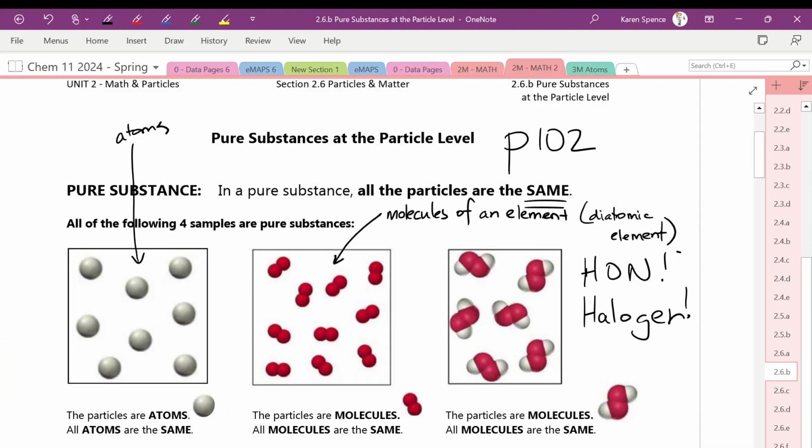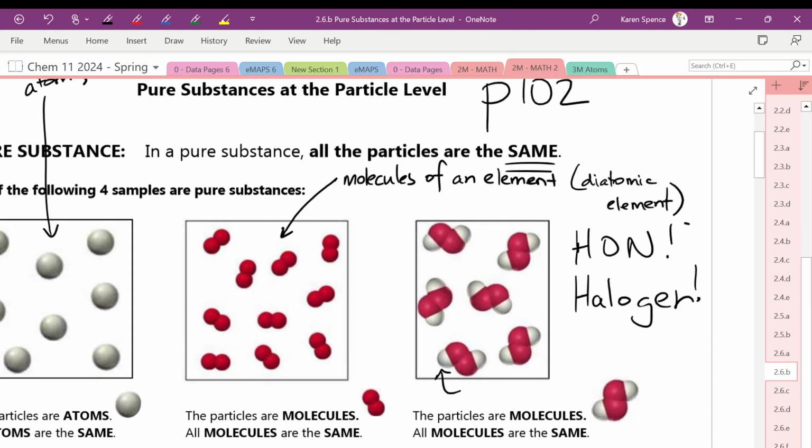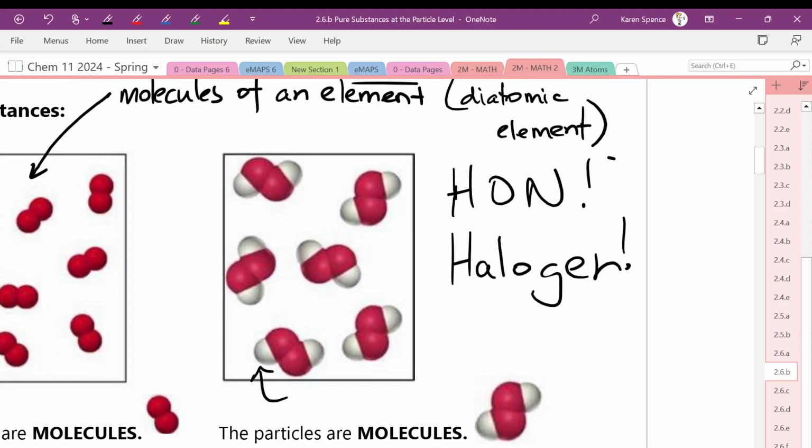Okay. Now, you would think that this is it. These are our pure substances. Oh, sorry, we also have this thing here. What is this? What are these? These are what kind of particle? You got a choice: atom, molecule, ion, formula unit. Molecules. Okay, these are molecules.